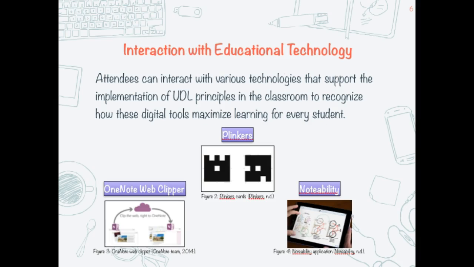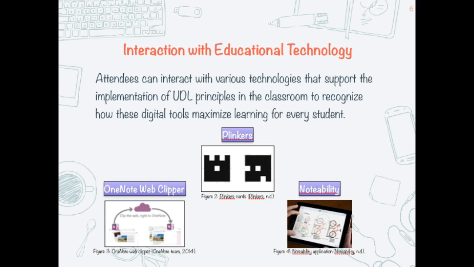Including their visit to the station, attendees will have the opportunity to interact with various technologies that support the implementation of UDL principles in the classroom. Flickrs are digital tools that provide multiple means of engagement and promote students' self-awareness and reflection on their learning. Teachers can use Flickrs to collect responses and provide immediate feedback during formative assessments, such as group discussions, questionnaires, and other tasks that assess student progress by scanning the special codes on each student's Flickr card.